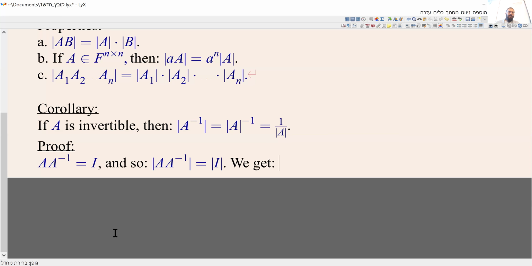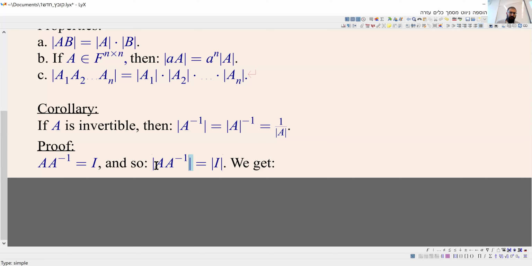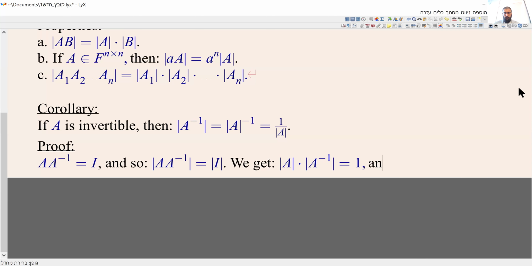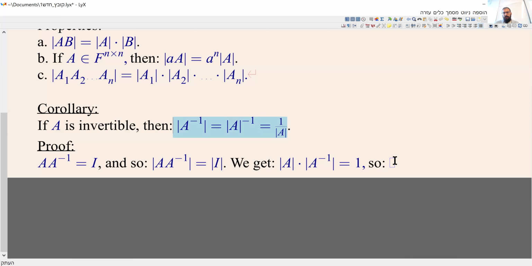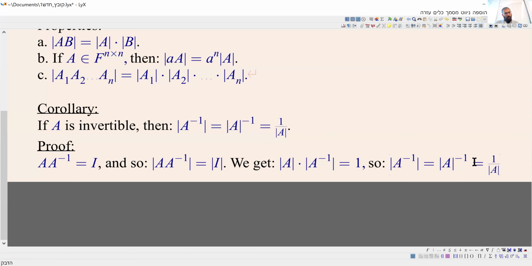And on the other hand, when it comes to the left part of the equation, we have a determinant of a multiplication of matrices, which we can write as the multiplication of the determinants. And so we can divide it by the determinant of A to get our corollary.